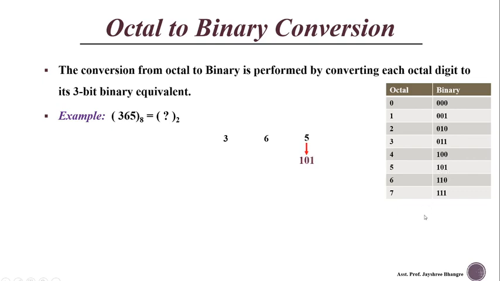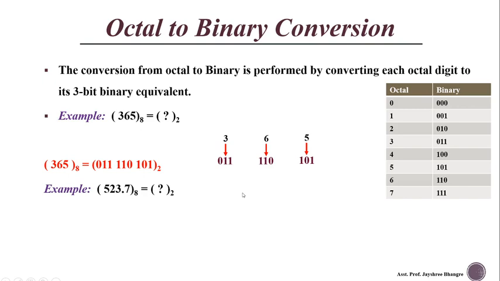So let's represent the 5 in binary, then 6 into binary is 110 and 3 into binary is 011. To get the answer, we have to collect these numbers. So we get that this 365 in octal is equivalent to this binary number, that is 011 110 101.